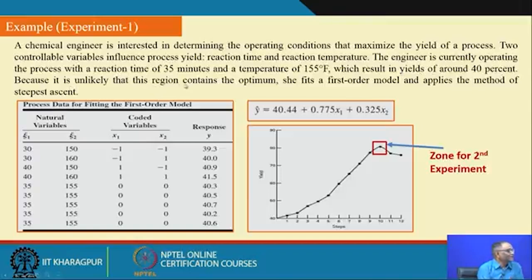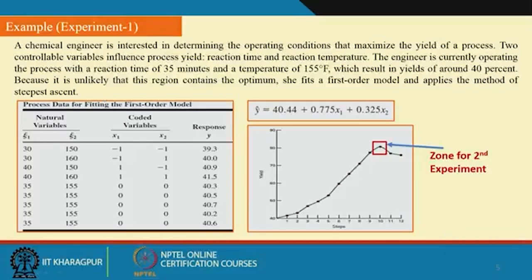Because it is unlikely that this region contains the optimum, if it is a first order model, we apply the method of steepest ascent. All the steps and procedures for this example we discussed in the last class. I also showed you that the new zone of experiment will be this one. We conducted the experiment with the earlier operating zone and got a first order regression equation, then followed the path of steepest ascent and landed here. This is the zone where the second set of experiments will be conducted.